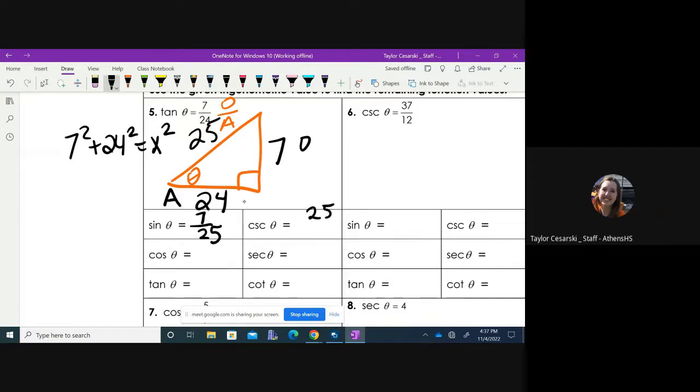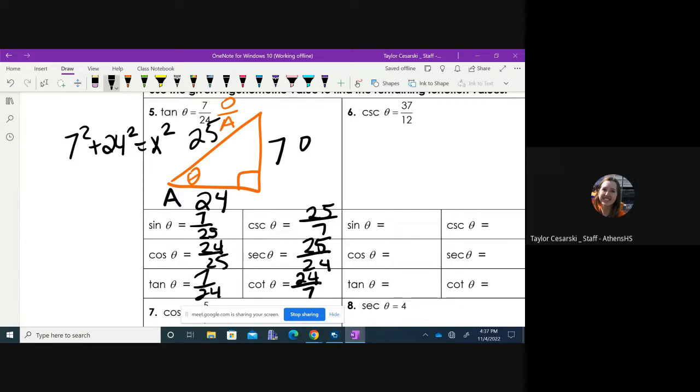Which makes this 25 over 7. Cosine is 24 over 25. Sine is 7 over 25, cosine is 24 over 25, which makes secant 25 over 24. Tangent is 7 over 24. Notice that was given to you, which makes this 24 over 7.